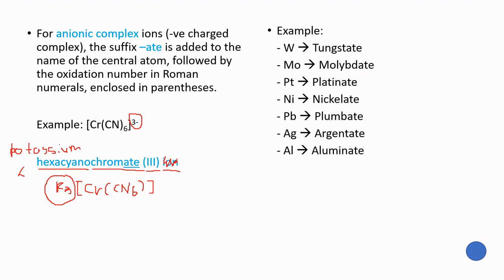If you have a different type of metal, for example tungsten, this W, its name is tungsten and becomes tungstate. If you have molybdenum, it becomes molybdate. If you have platinum, it becomes platinate. If you have nickel, it becomes nickelate. If you have plumbum, it is plumbate. If you have silver, it is argentate. If you have aluminium, it becomes aluminate.